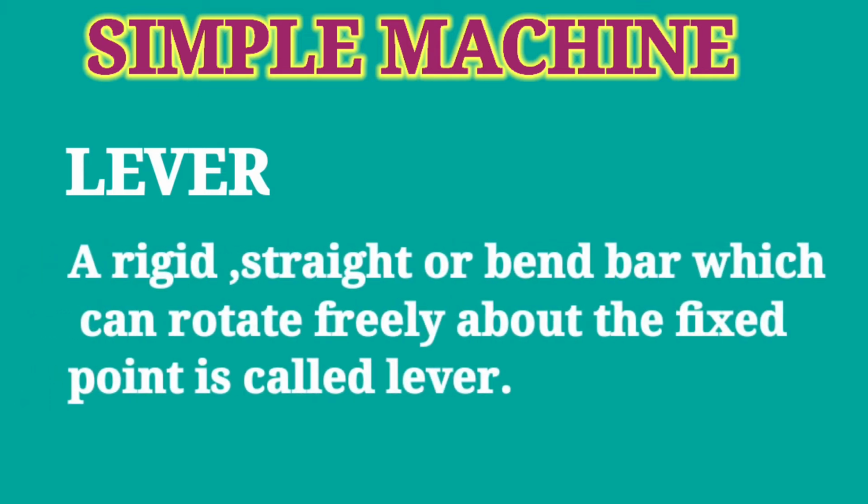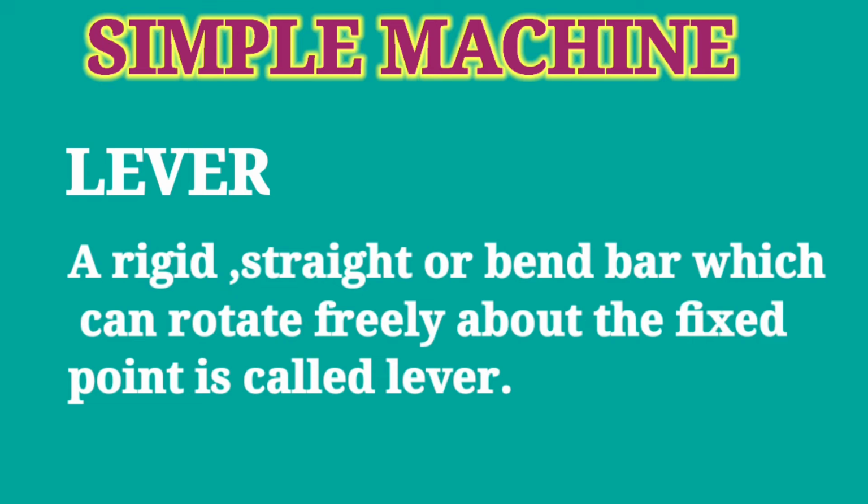Okay, now we'll define what is lever. A lever is a rigid, straight or bent bar which can rotate freely about a fixed point. And in that lever, the fixed point from where the lever rotates freely is also called the fulcrum.